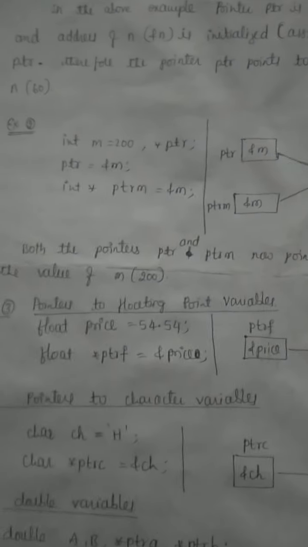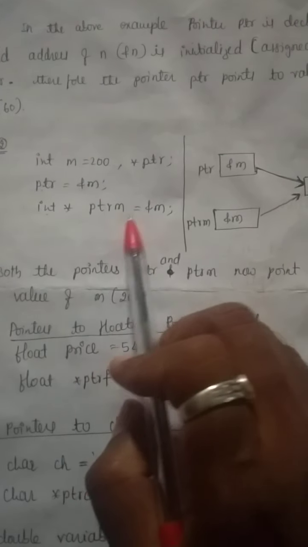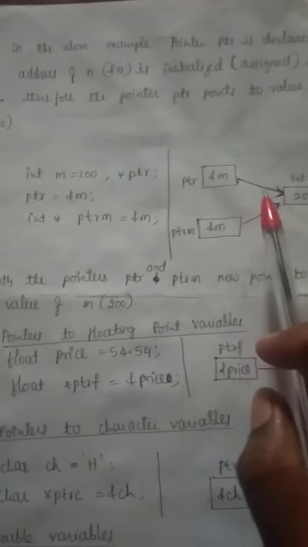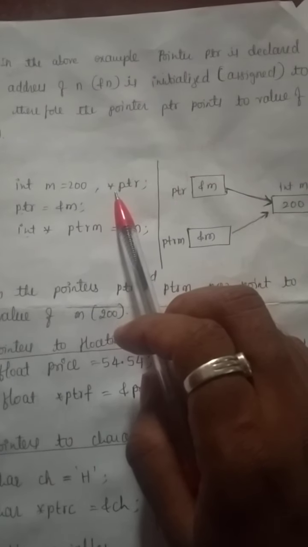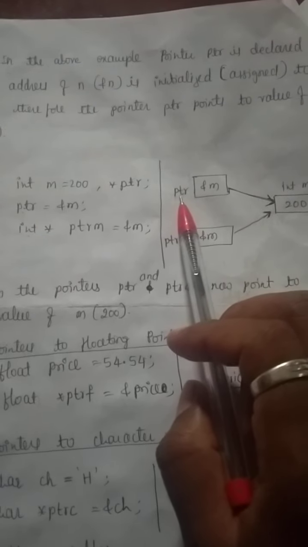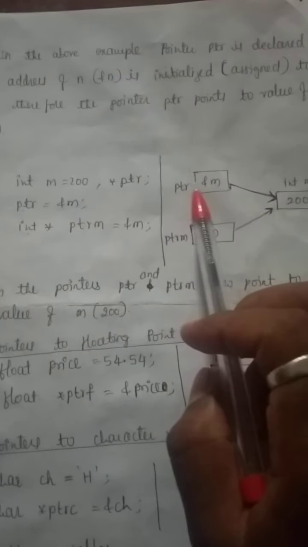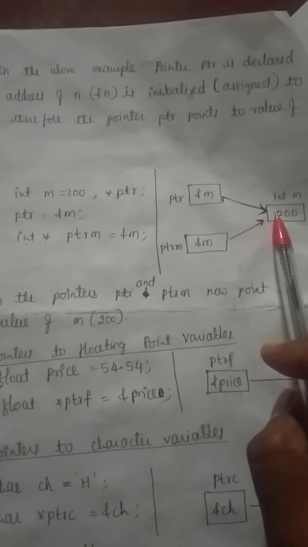Next, if you consider another example here, see the second example: int m is equal to 200, star ptr is equal to ampersand m, int star ptrm is equal to ampersand m. See, here one normal variable is there, that is m. It has value 200. One pointer is declared here, star ptr. This is the first pointer we declared. Second line, ptr is equal to ampersand m. It means this ptr is holding the address of m, means this pointer is pointing to 200.